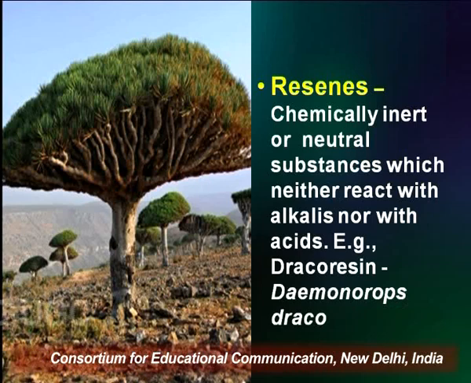Now resenes are the chemically inert or chemically neutral substances which neither react with acids nor react with alkalis, and the most common example of the resene is the Draco resin, which is also known as dragon's blood resin, which is obtained from Daemonorops draco. You can see the picture of the plant on the slide also.